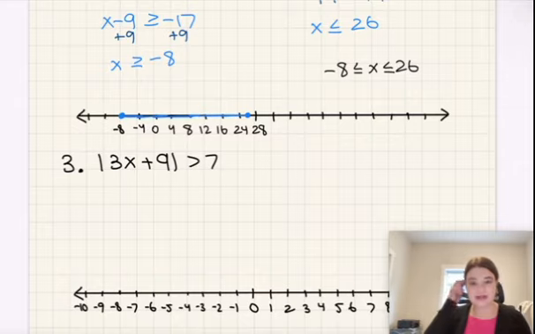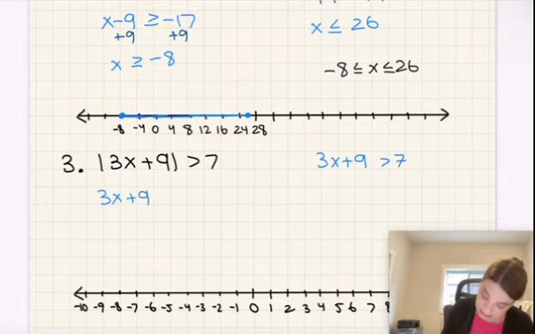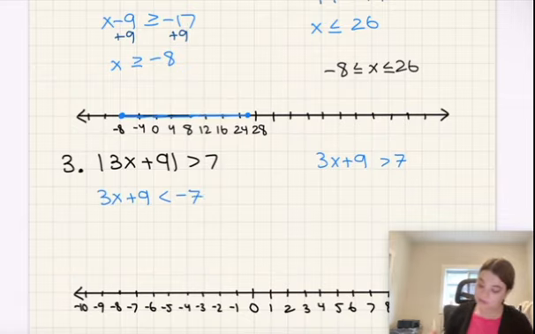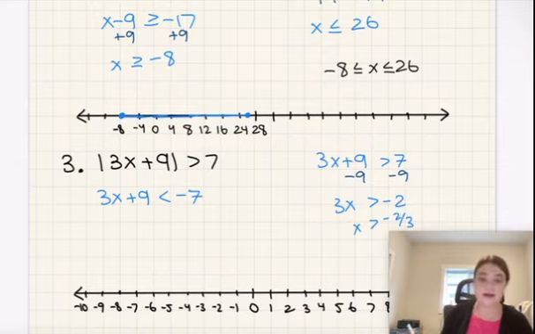All right, so let's do it. We need to solve two equations. First one is 3x plus 9 is greater than 7. And then the second one is 3x plus 9 is less than negative 7. Okay, first thing I'm going to do is subtract 9 from both sides. And that's going to give me 3x is greater than negative 2. Then we'll divide both sides by 3 to get that x is greater than negative 2/3. Okay, cool. So greater than negative 2/3, wonderful.